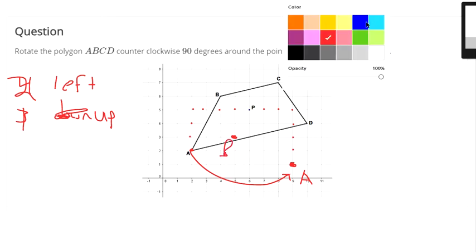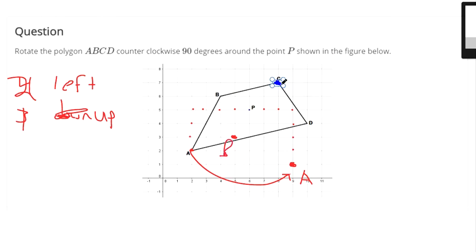Point C, this one will be a little bit easier. It's 2 to the right, 2 up. Counterclockwise means we're supposed to be going over this way, so it's 2 to the left and 2 up.